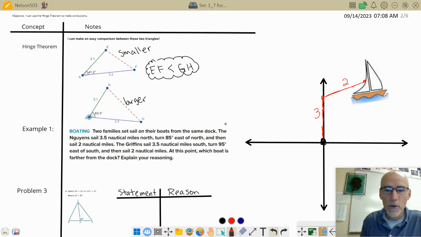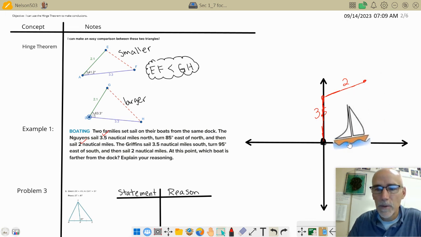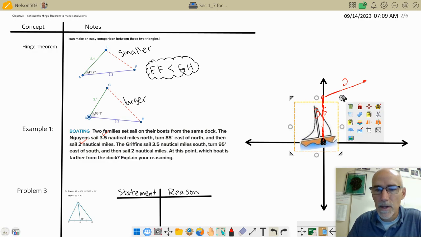So let's check them off. Oh, shoot, that needs to be 3.5. See, that's why I kind of want to go back and check it off. 3.5 and 2 miles, right? Now let me go get the boat again, and we'll put it back at the proverbial origin. And let's rotate it back so it's going just straight.